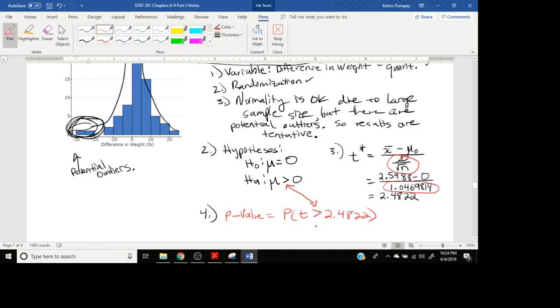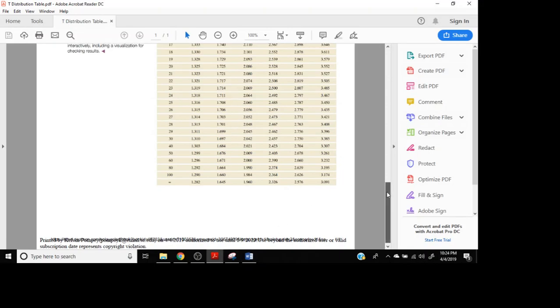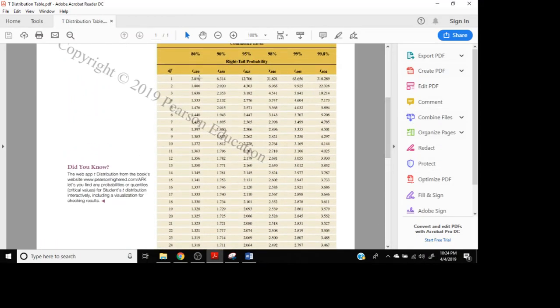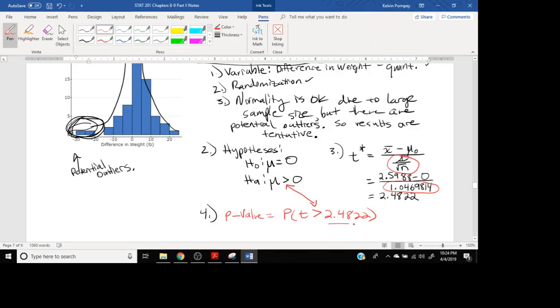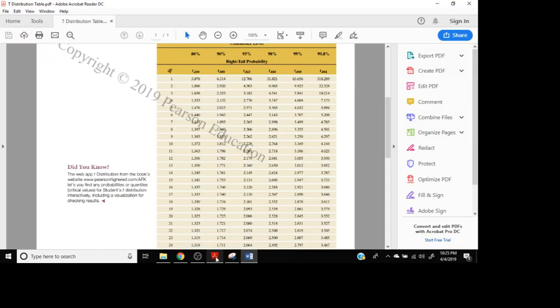Okay, now if I go to my t table, which is here, notice these are all values of t. These inside this table, unlike the z table, these are t values. Well, in my write-up, I already know what value of t I have. T equals 2.4822. So how am I going to get the probability if this table only gives me t values? All right. In this case, we're going to have to use technology.